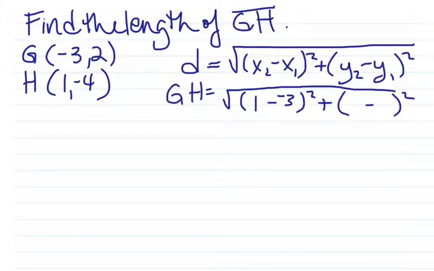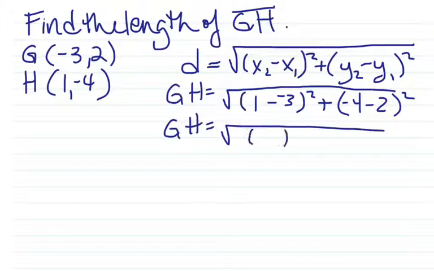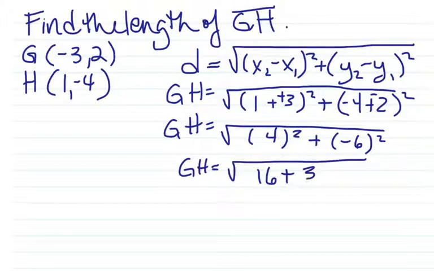My 2 x values are 1 and negative 3. My 2 y values are negative 4 and 2. Then I'm going to start simplifying. So 1 minus negative 3 is the same as 1 plus positive 3. Cross the line, change the sign. Get 4 squared plus negative 4 minus 2 is the same as negative 4 plus negative 2. So I get negative 6 squared. Square those numbers. We get 16 plus 36 under the radical sign. And so we get square root of 52.